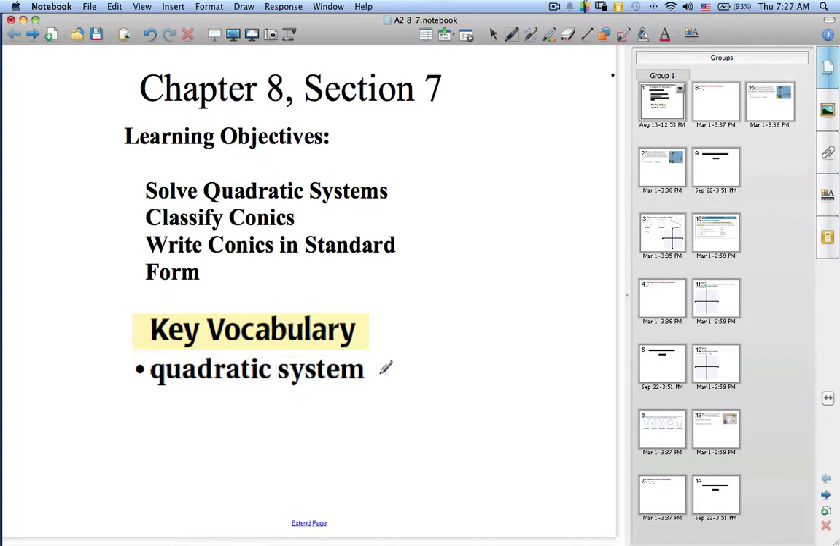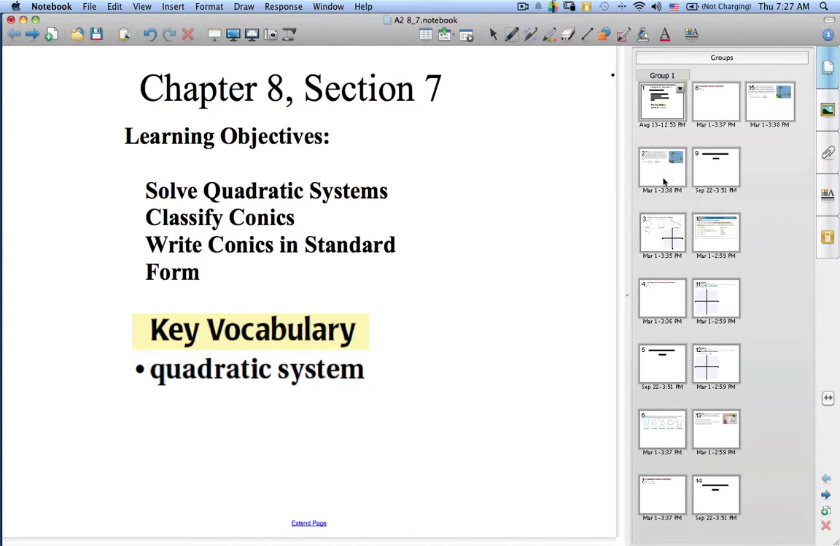So you've already solved linear systems. We learned how to do that with substitution and combination. Combination is sometimes called elimination. So we're going to work with solving when you've got a mix of linear and quadratic equations, and also when you've got two quadratic equations to find the intersecting points of our graphs.